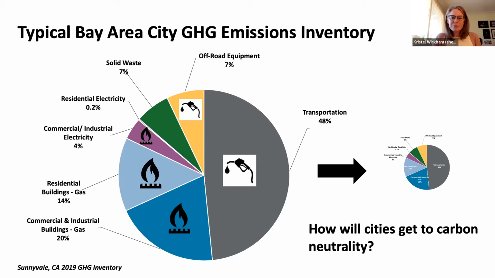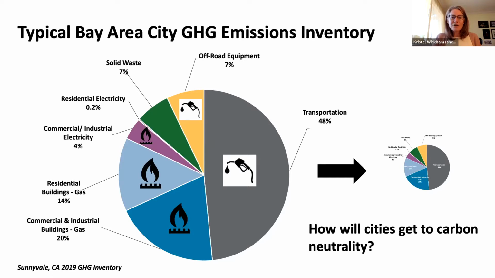So this example on the slide is fairly typical of Bay Area cities. Notice that 80 to 90% of emissions come from 2 big areas. The largest share is gasoline and diesel use for transportation. And the next largest is methane use in homes, businesses, and industry, which makes up about 34% of emissions in this example.